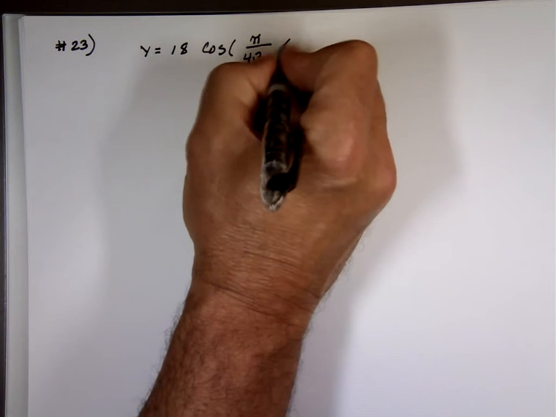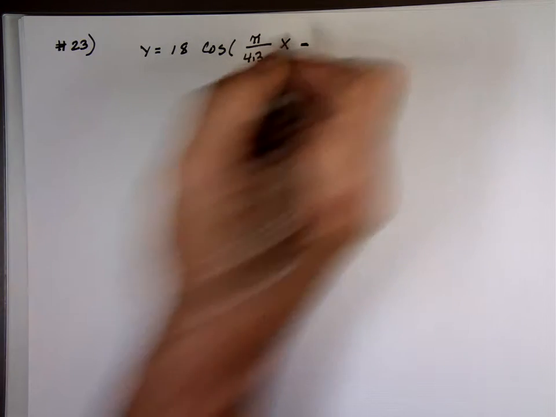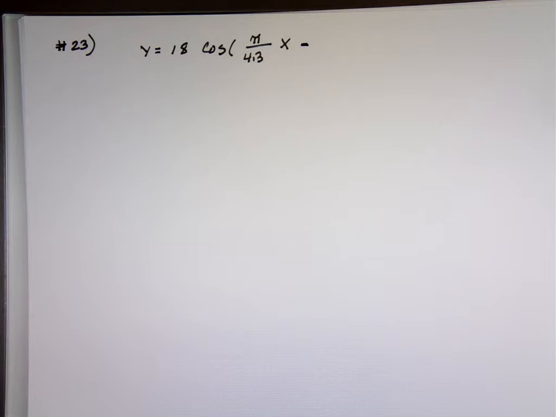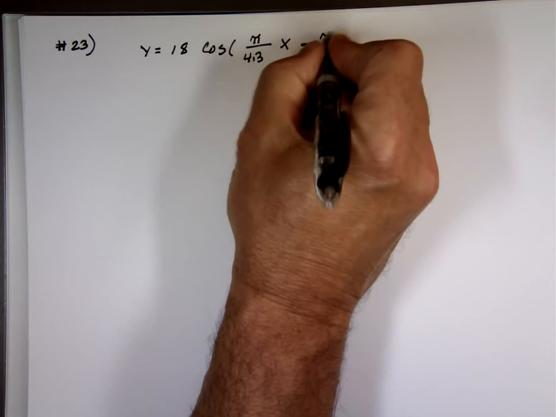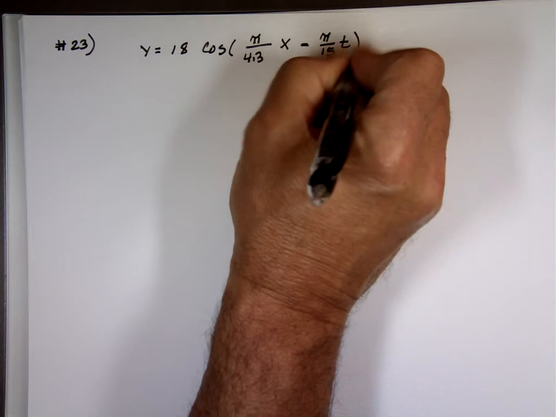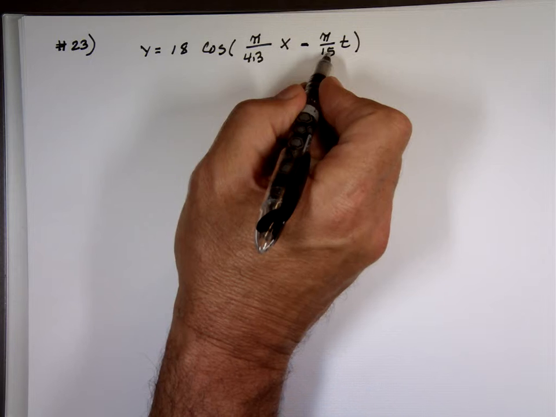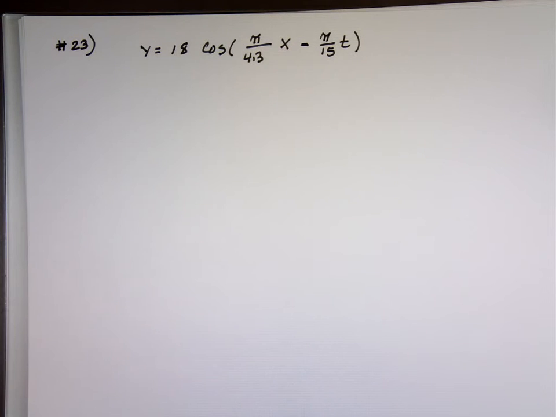times x minus, I can't see if that's centimeters or meters. Let me just see. Minus pi over 15 seconds t. This is in centimeters because you want this in centimeters, and this is in seconds because time is in seconds, that's why.